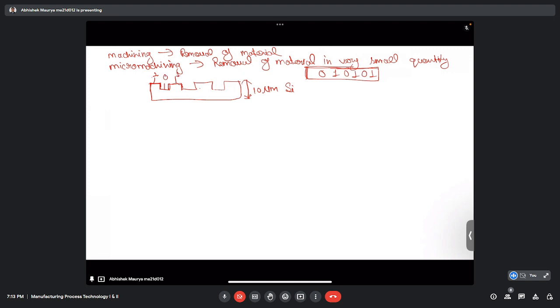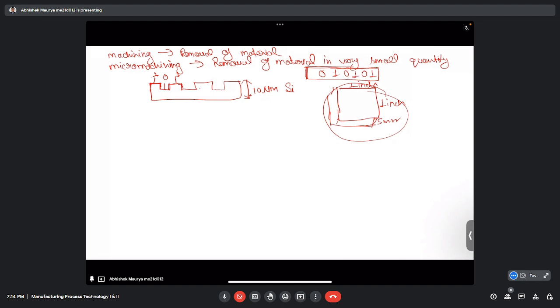Similarly, there are millions of transistors inside a processor. A typical computer processor is just 1 inch long and 1 inch wide, and let's say only 5 millimeter thick. Within this small size, if we want to incorporate millions of transistors, you can think of the size of each transistor and how it is made. That is made by the techniques which we are learning here.